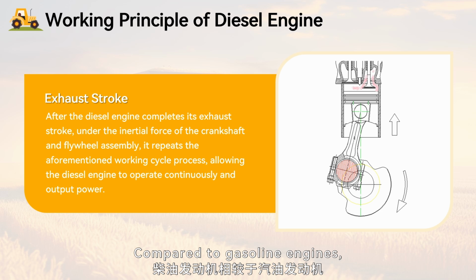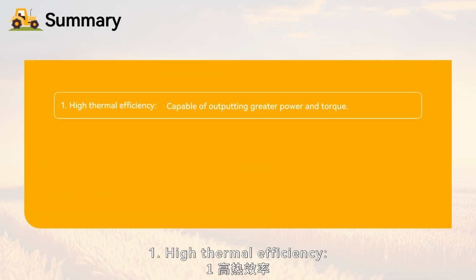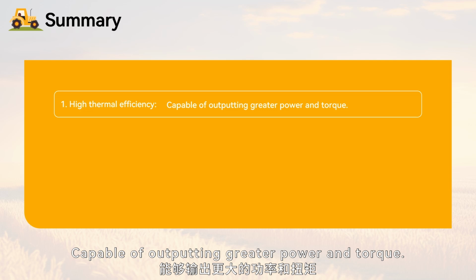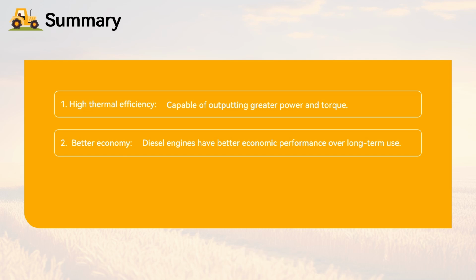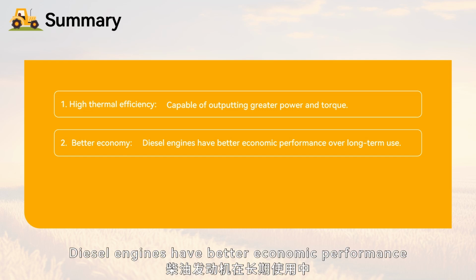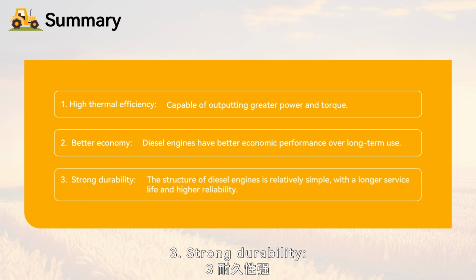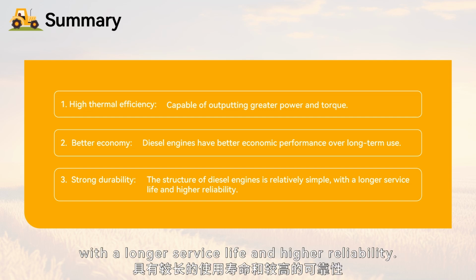Compared to gasoline engines, diesel engines have the following significant characteristics. 1. High thermal efficiency. Capable of outputting greater power and torque. 2. Better economy. Diesel engines have better economic performance over long-term use. 3. Strong durability. The structure of diesel engines is relatively simple, with a longer service life and higher reliability.